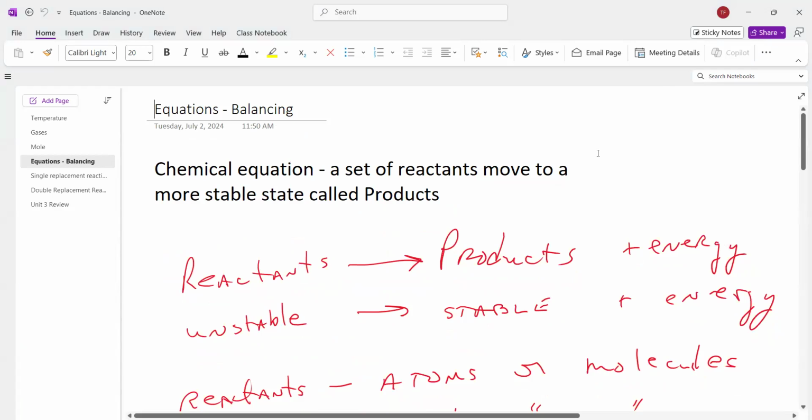What is a chemical reaction? The chemical equation shows you what happens when we start with some chemicals, and those chemicals have the potential to become more stable. And when that happens, you form products. So that's the driving force why anything happens.